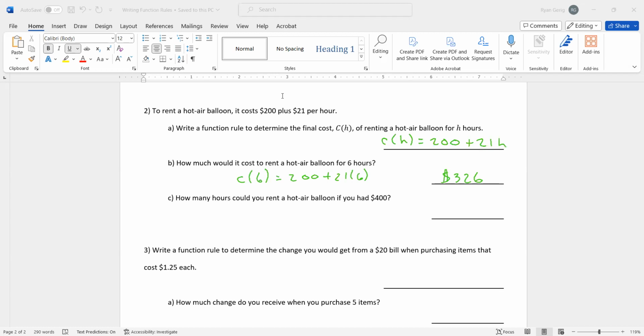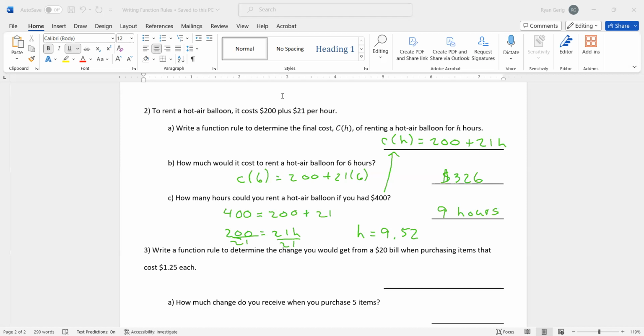How many hours could you rent a hot air balloon if you had $400? You could kind of keep just counting, but an easier way would be put $400 in for C of H. Subtract the 200 and then divide by 21. And you do have to round to the nearest whole hour. Not nearest, can't go over. So you get 9.52, which would round to 10. But if I round up, it's actually going to cost me more than $400. So I can only have this for 9 hours. Got to round this one down.